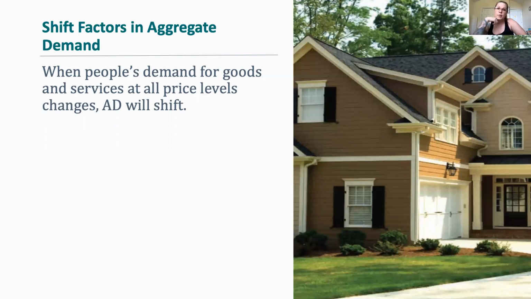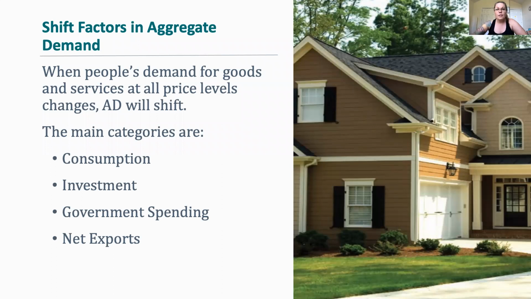Just like in our original supply and demand model, we can talk about shifts of the aggregate demand curve. When people's demand for goods and services at all price levels changes, that implies that the curve itself will shift completely to the right or completely to the left. Remember, right is more, left is less. There are 4 main categories in aggregate demand, and each of these categories will be discussed in the next 4 slides as to what may shift them.